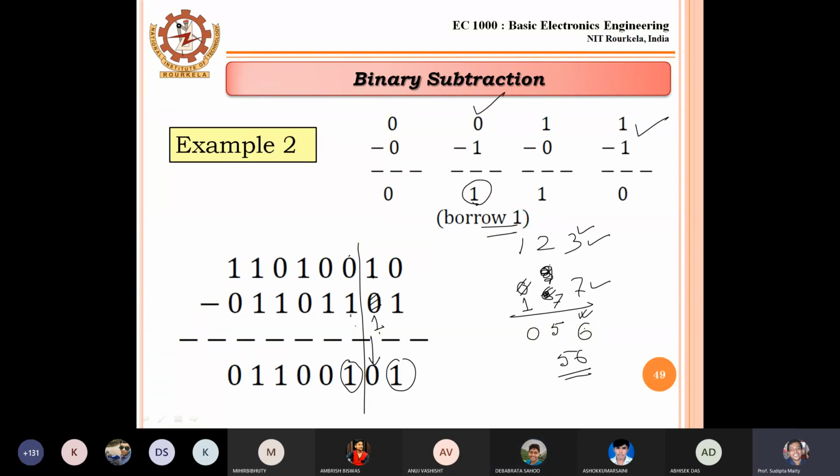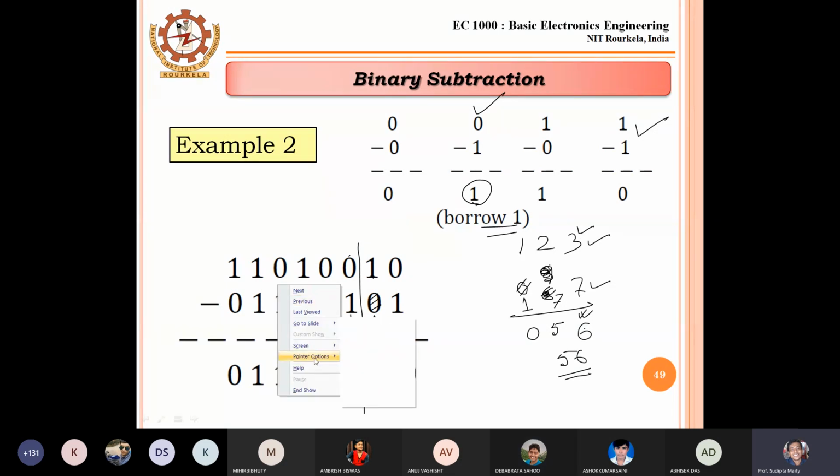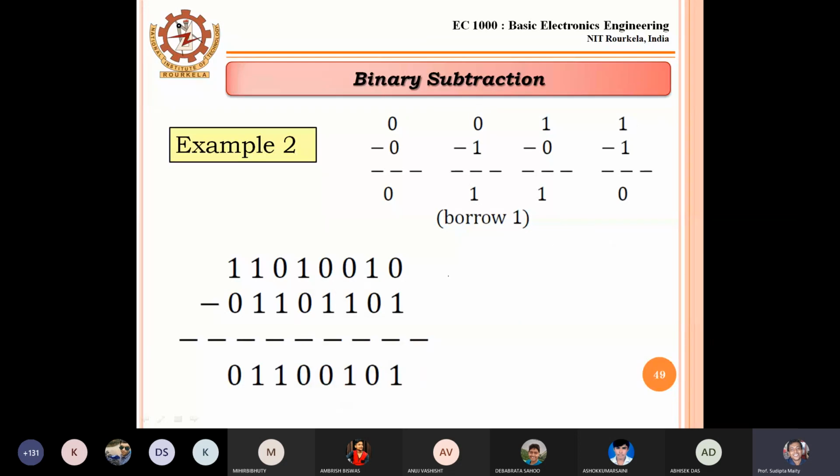Now you got it. So try to solve decimal subtraction first. Otherwise, what will happen? The process is the same. You do not have to remember anything. The process is same.